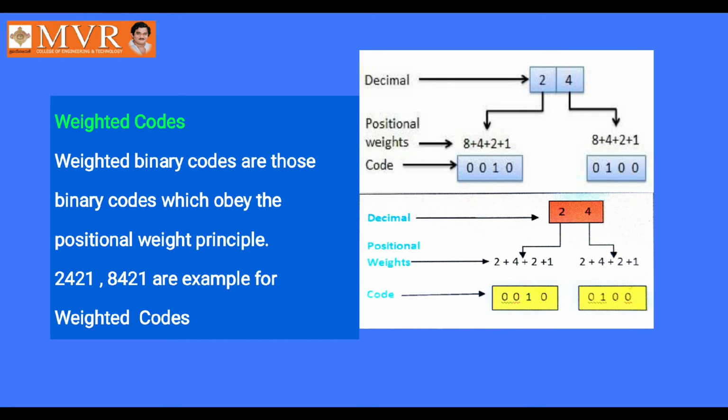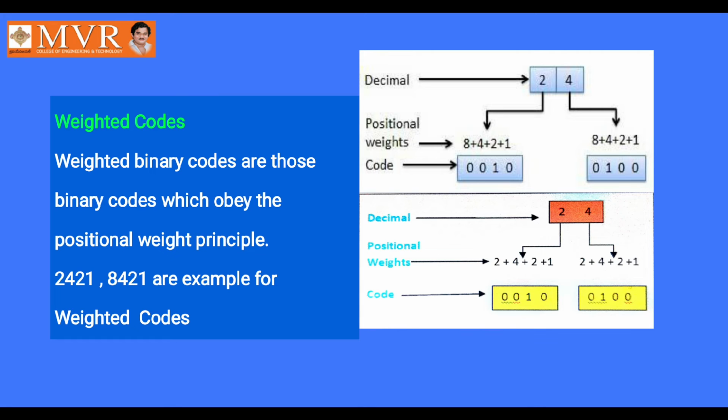The positional weights for 2421 are given over there, and see 0010. What will happen? 1 into 0 is 0, 2 into 1 is 2, 4 into 0 is 0, 2 into 0 is 0. So in total it is the value 2. In the same way for 4 also, only the one value is given over there. For this example, 24, both 8421 and 2421 may give the same binary value, but it is not the same for all the other values.